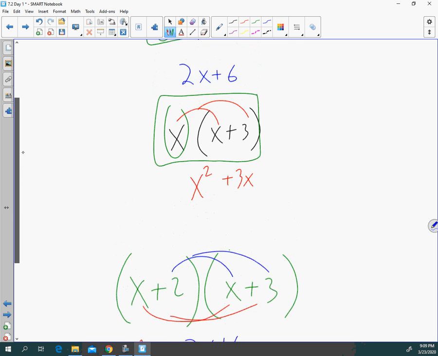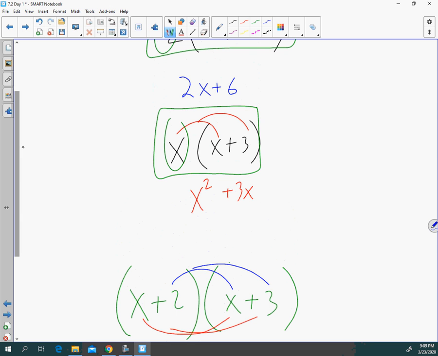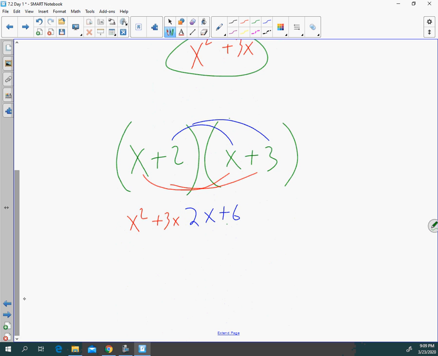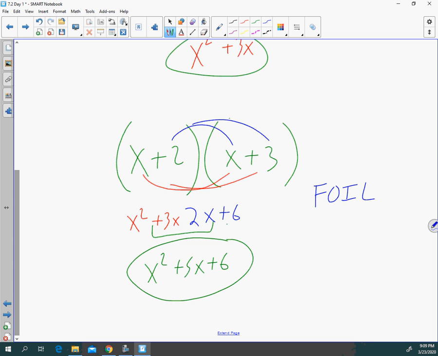See my red and my blue? Oops, I just dropped a marker. All right, anyways, do you see those? We're going to combine those like terms. This is going to be x squared plus 5x plus 6. And that is called foiling, all right? First, outside, inside, last, right? You multiply the first numbers together, or the outsides, the insides, the last. It all adds up to the acronym FOIL. I just call it distributing, because really that's all it is, when you've got 2 things.